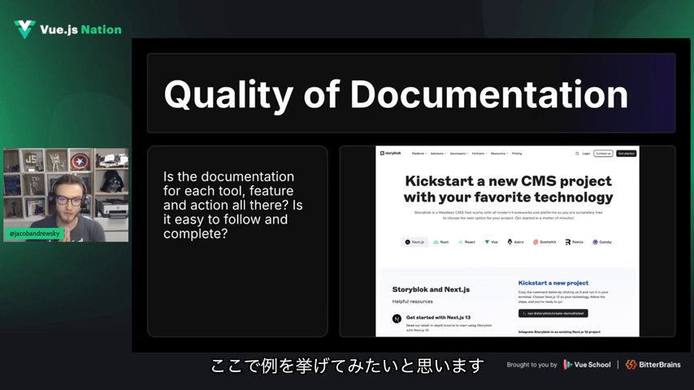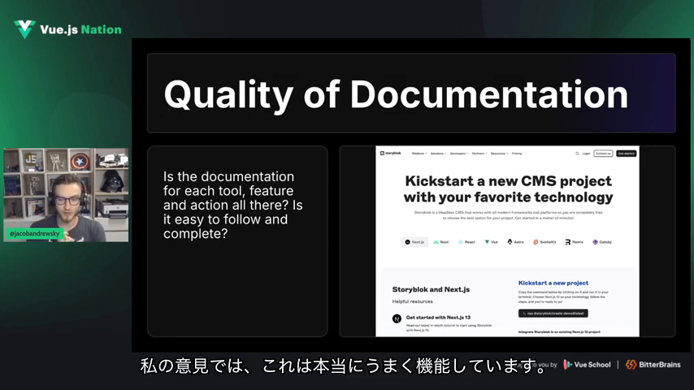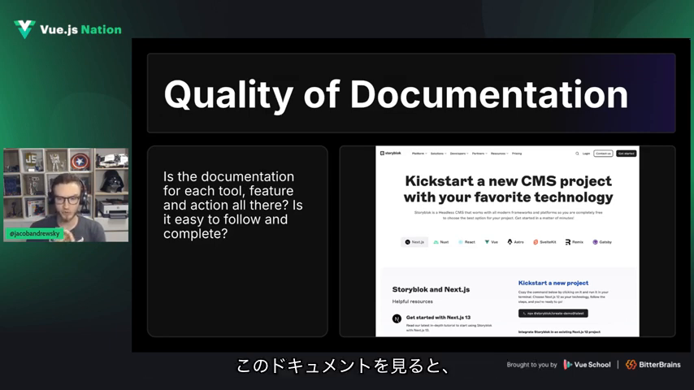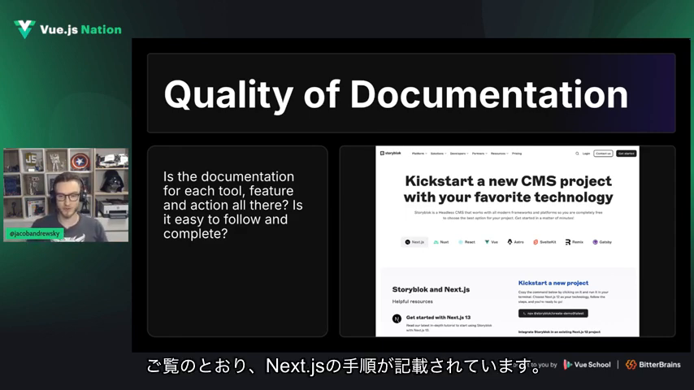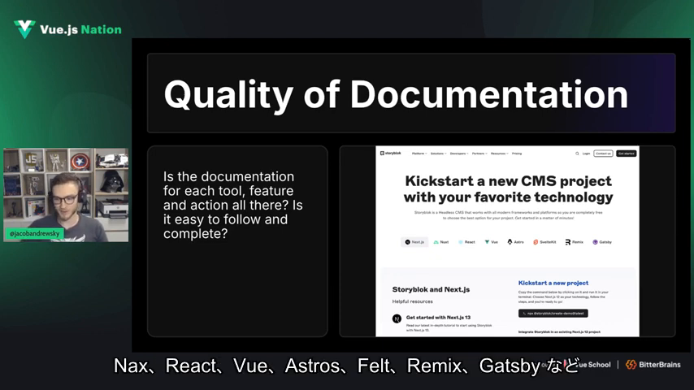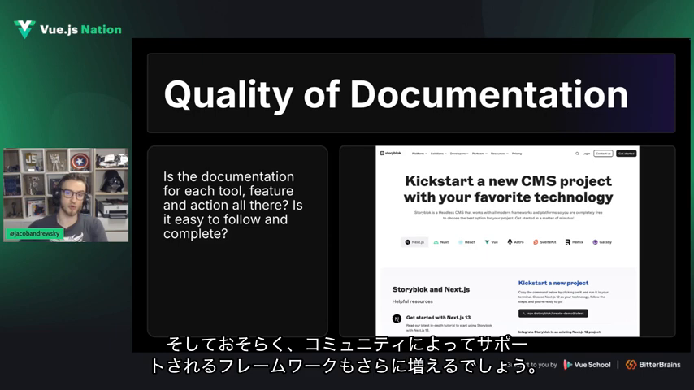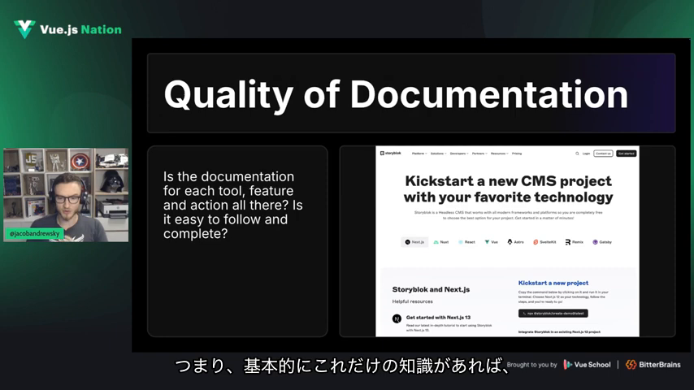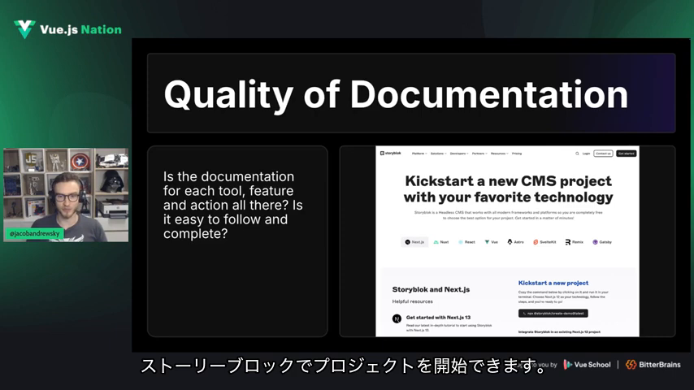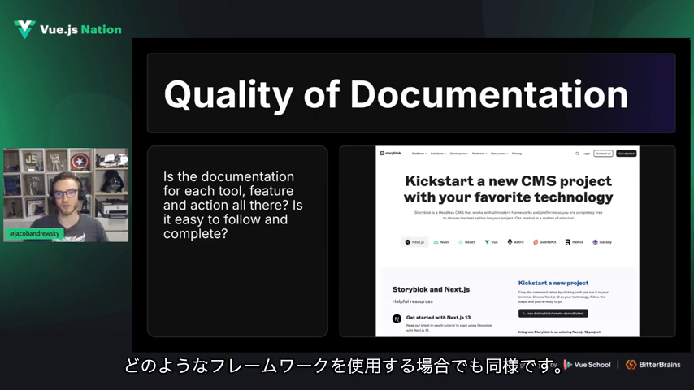And in here, I would like to share the example of the documentation of Storyblok, which in my opinion does it really, really well. Purely because by looking at this documentation, there's not an issue or a problem if you have a certain framework, because as you can see, you have instructions for Next.js, Nuxt, React, Vue, Astro, Svelte, Remix, Gatsby, and probably even more community supported frameworks. So basically, with such amount of knowledge, you can start a project with Storyblok, no matter what framework you will use.